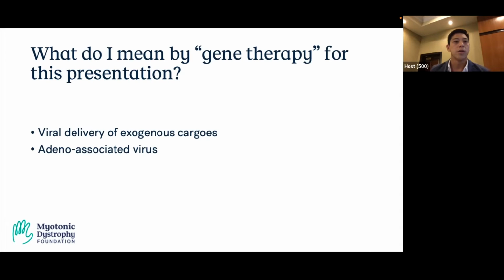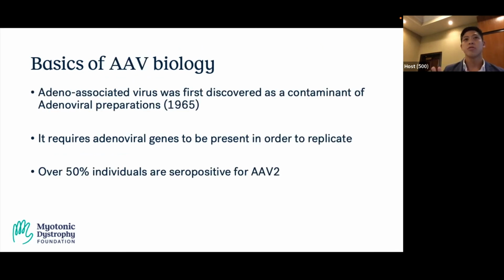So when the word gene therapy is used in the field, it can mean a lot of different things. But for the purposes of this presentation, it's really going to focus on viral mediated delivery of exogenous cargos, primarily through the use of adeno-associated virus. Adeno-associated virus was discovered quite a long time ago. It was discovered as a contaminant of adenoviral preparations back in 1965. And it requires adenovirus genes to be present in order to replicate. And that's where it gets its name.